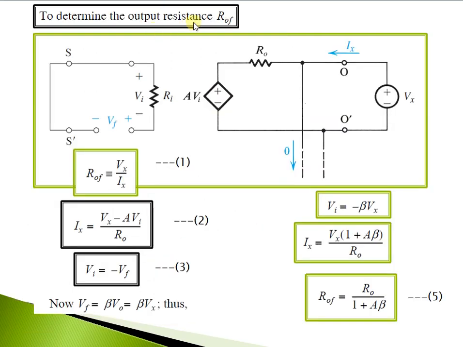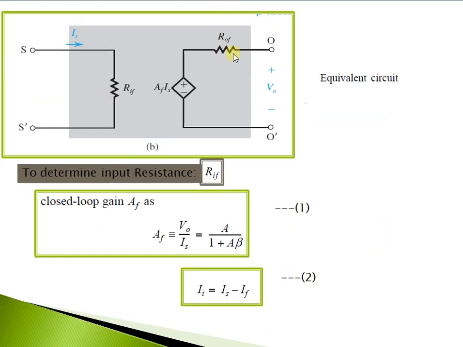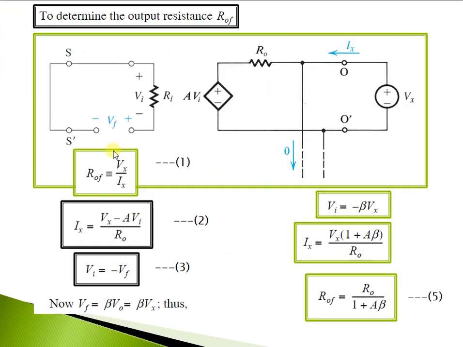Next we need to compute the output resistance Rof, that is this resistance. To compute that, we short circuit the current source and apply an output voltage, which is represented as Vx. So Rof is equal to Vx by Ix, because we have replaced the output voltage by Vx and the current flowing is Ix. Ix will be equal to Vx minus A Vi divided by R0, obtained by applying KVL.